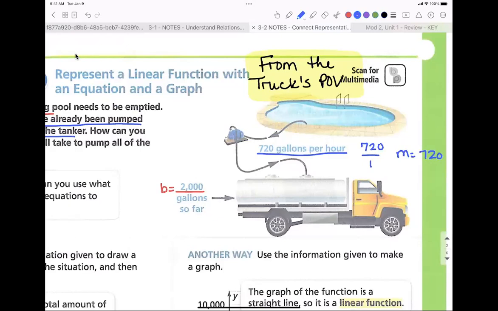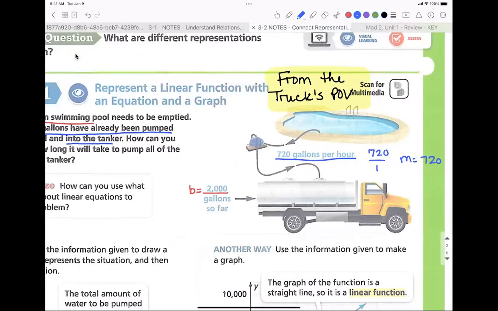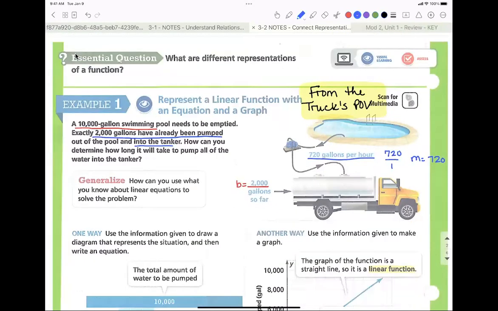So with that information, we can write an equation, and our equation would be Y equals 720, because that's our M, right? That's our change per hour, so times X, plus the 2,000 we already started with.